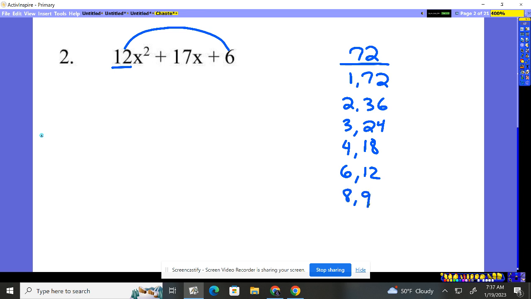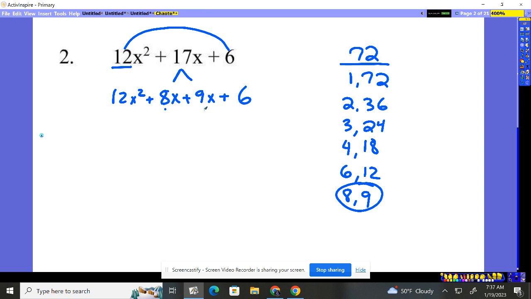Our whole point is we want to figure out what could add together to give me 17. It's going to be the 8 and the 9. So this is going to break down to an 8x plus 9x. And then I simply bring down my other numbers, the plus 6 and the 12x squared. And it doesn't matter. You could have put the 9x here and the 8x here. It's all going to work out the same no matter what you do.